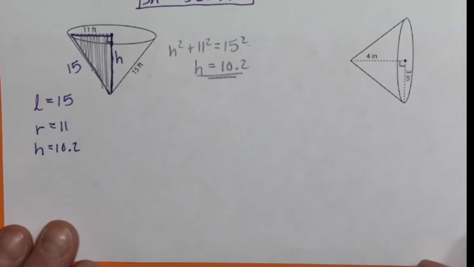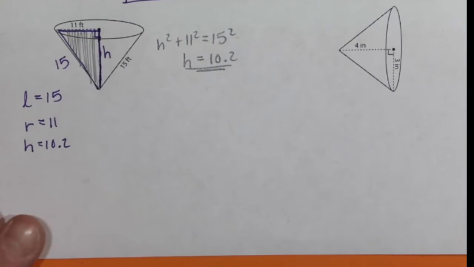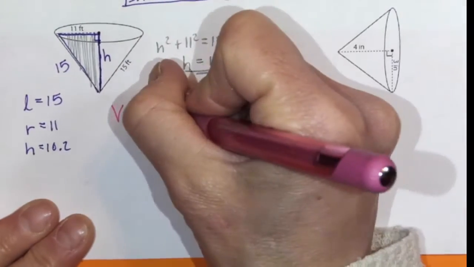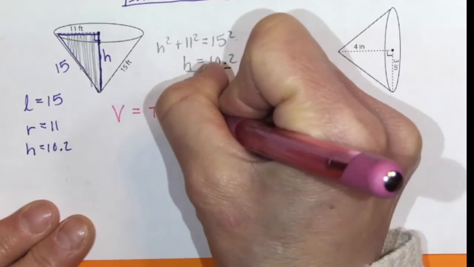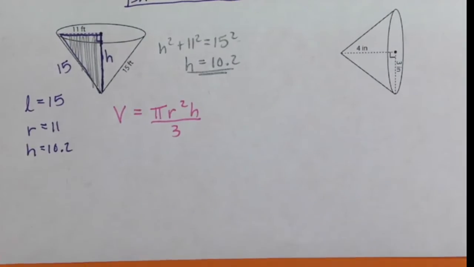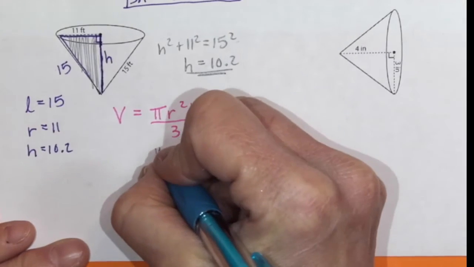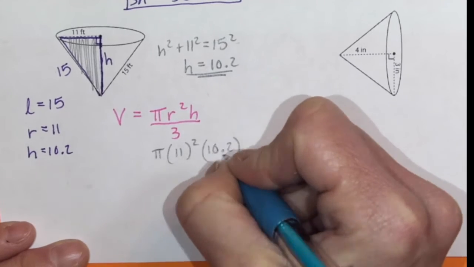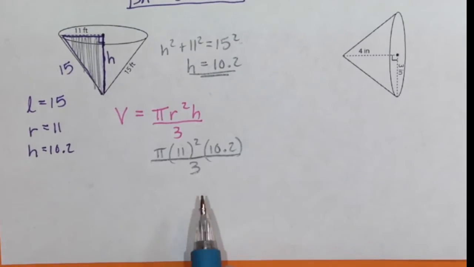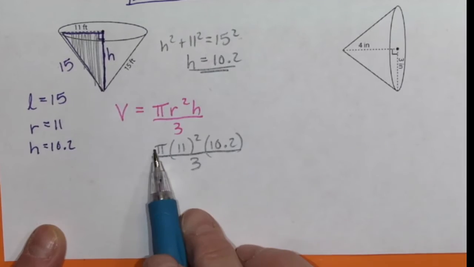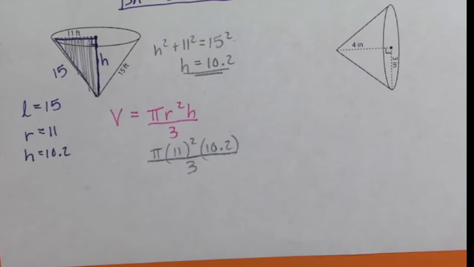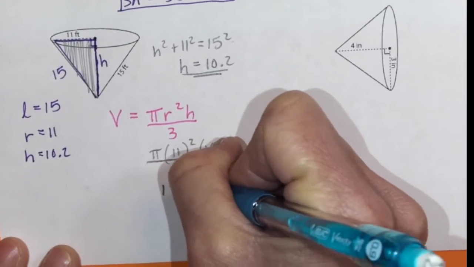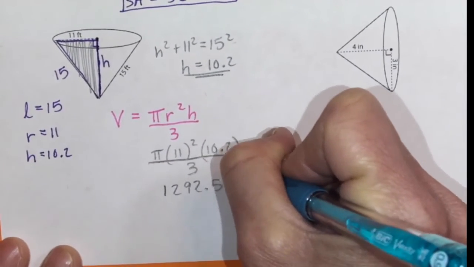And then we just plug into the formulas that you guys have on your note sheet from part 1. So the volume will be the area of the base, which is pi r squared, times height divided by 3. So pi times 11 squared times the height, which is 10.2, all over 3. Remember to square 11 first, times 10.2 times pi divided by 3, and I got an answer of 1292.5 feet cubed.